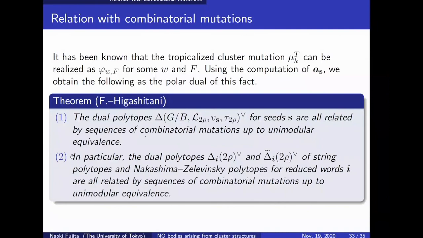Now, since this family contains string polytopes and Nakashima-Zelevinsky polytopes, as a consequence of part one, we know that the dual polytopes of string polytopes and Nakashima-Zelevinsky polytopes are related by sequences of combinatorial mutations up to unimodular equivalence.